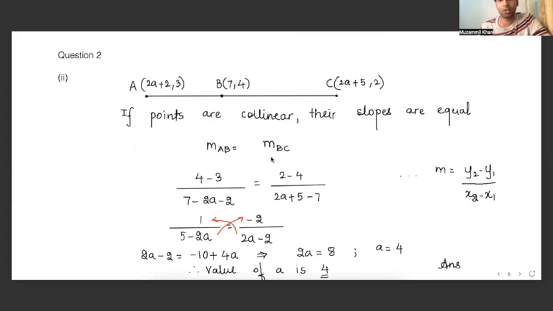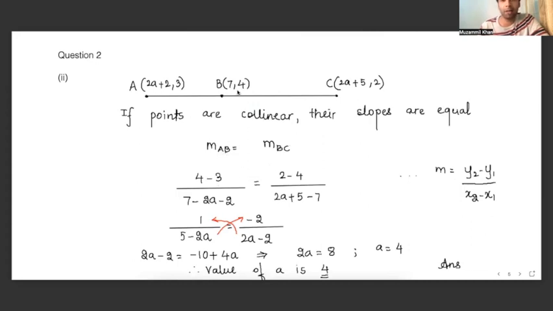Next was a question from equation of a line in which 3 points were given, and we had to basically use the condition for collinearity to determine the value of A. The concept says that if there is a line segment which has 3 points, using 2 points at one time, you consider it as another line segment, and then you find the slopes of the 2 line segments AB and BC. And because they are collinear, their slopes should be equal. So this is what I've done here.